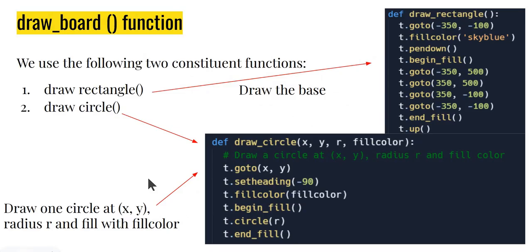Now to draw this board, in fact, I will use two functions, both of which are quite familiar to us. I'll use a function called draw rectangle. Basically, that will draw the base, which is starting at minus 350, minus 100, filled in blue color, and then I go to all the 4 points as expected, and complete this rectangle. On top of that, we will use a function called draw circle, which will build on top of t dot circle. It will set the x and y coordinates as I want, set the heading correctly, set the fill color that we want. So it could be white, red, or blue, white being empty, for example, and it will draw a circle. So really, this is something that we have done before.